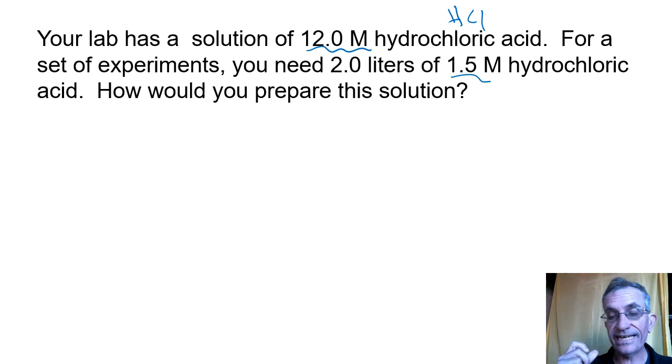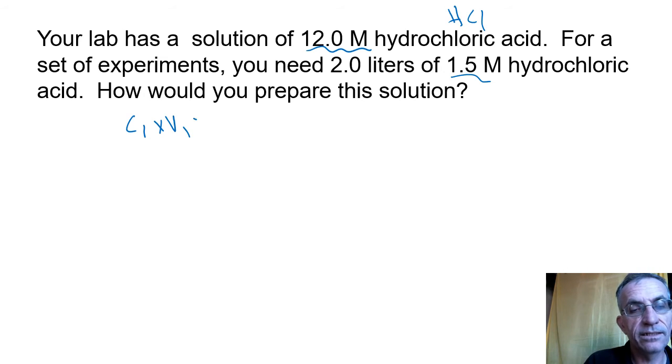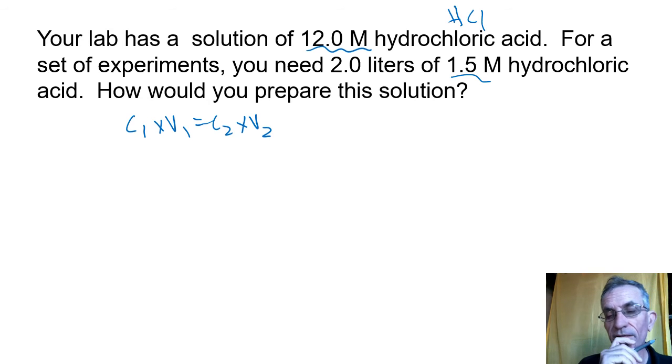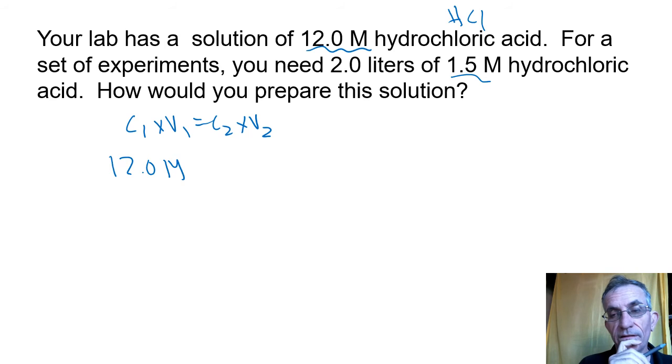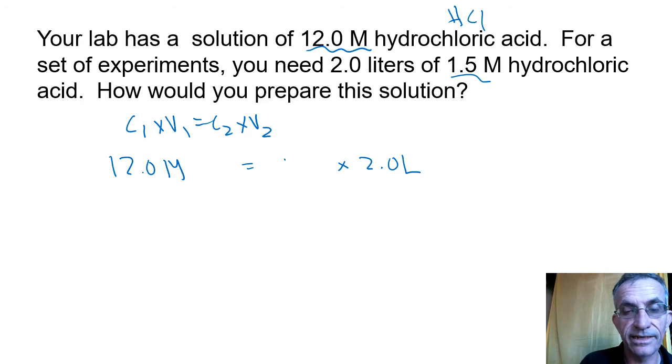All right. If you're taking one concentration and you want to make it another, you can use C1 times V1 equals C2 times V2 to figure it out. So let's see where these numbers fit. Your lab has a solution of 12 molar. The ones are what you have. I have 12 molar. That's my beginning concentration. For an experiment, you need 2 liters. That's the volume I'm trying to make. Of 1.5 molar. That's the concentration I'm trying to make.